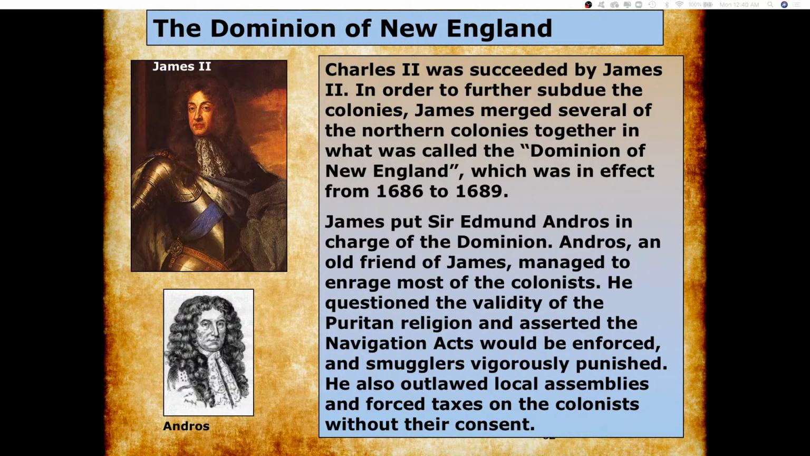And smugglers are punished, which again hurts the economy of places like Boston because a lot of people did smuggle back in the day. He's also going to outlaw the local assemblies, so town hall meetings can't happen anymore. And he's going to force taxes on the colonists without their consent. So really, you guys, New England hates this dude. Hates him.